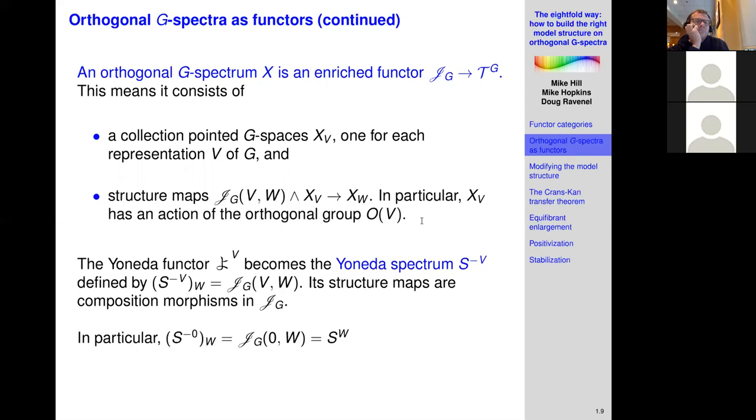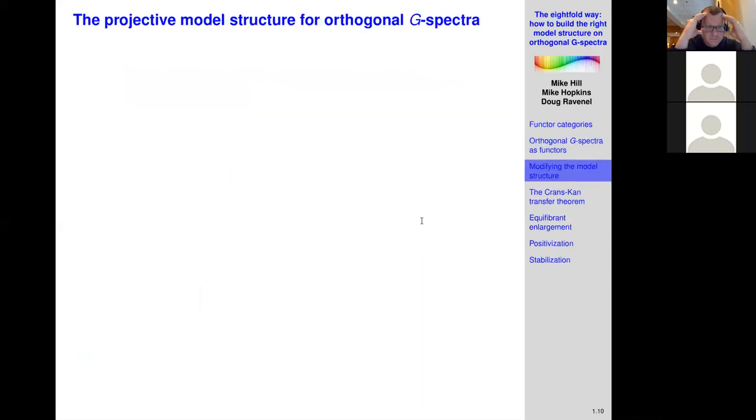And in particular, if V is 0, then we're looking at the sphere spectrum. Its W-th component is S^W. So this is the sphere spectrum. I'm denoting the sphere spectrum by S^{-0}. The advantage of this symbol is that there's no possibility of confusion with the usual 0-sphere, which consists of 2 points. And you don't need a fancy font to write it.